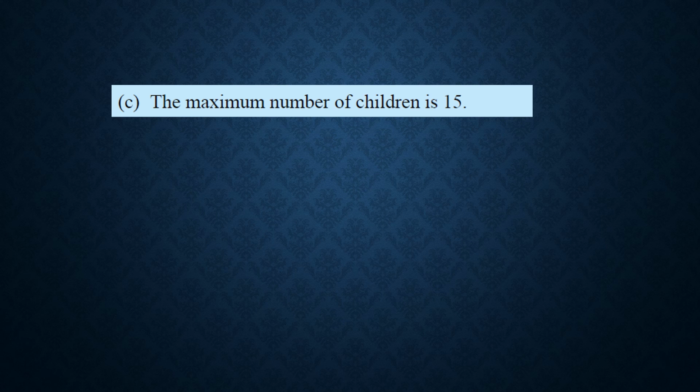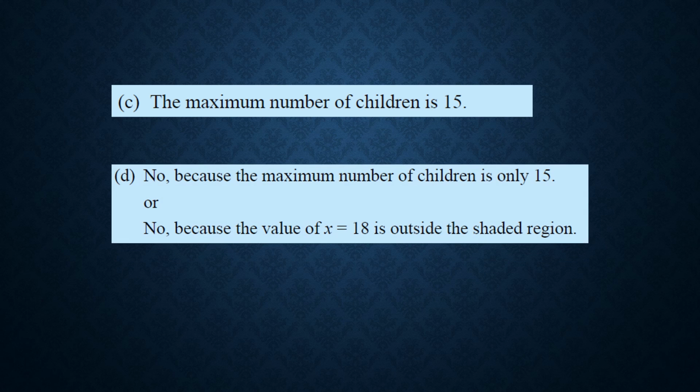Then, if there are 18 children, can all the children board the train at the same time? Justify your answer. As we know, the number of children is only 15. Just now from the region, the maximum that we get is 15. So the value of X equals 18 is outside the shaded region. So they cannot board the train.